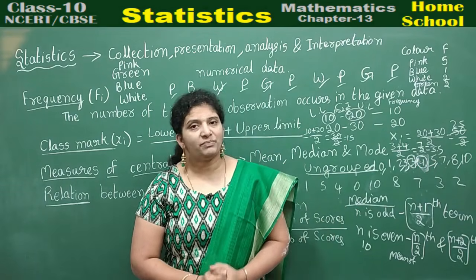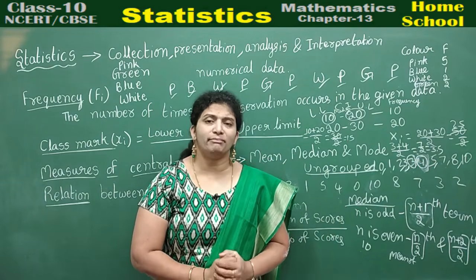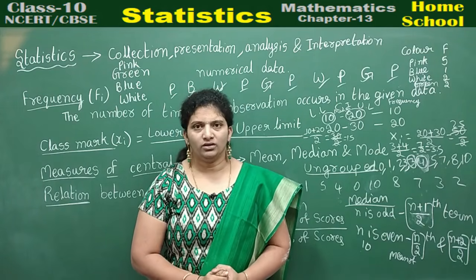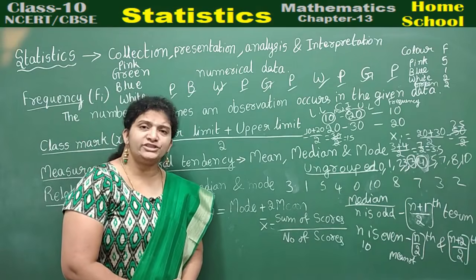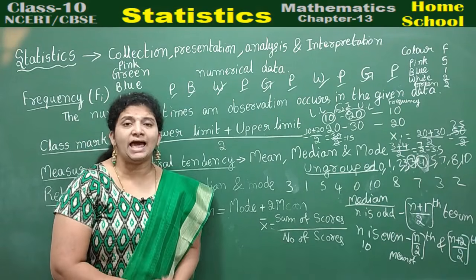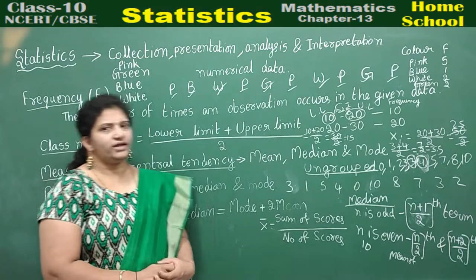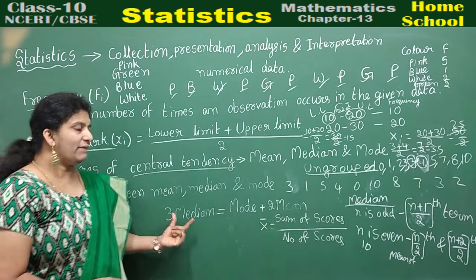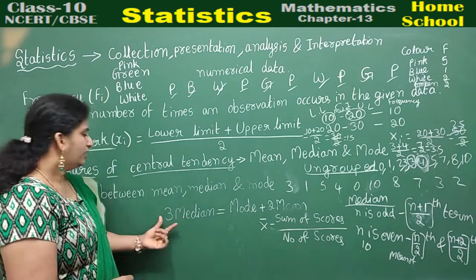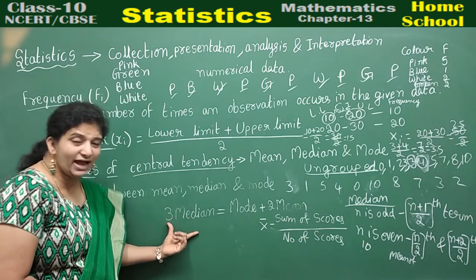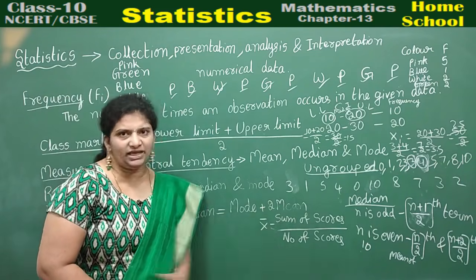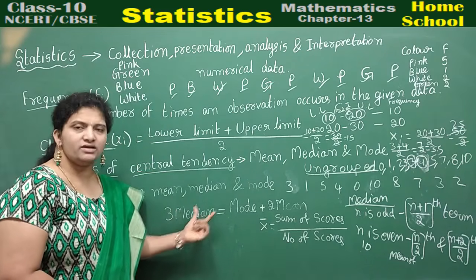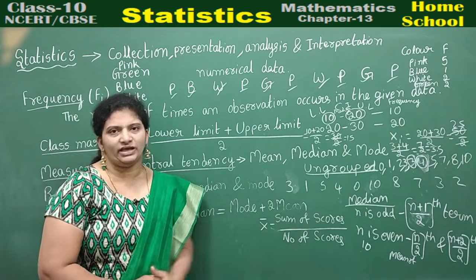In our previous classes, we learned about the mean, median, and mode of ungrouped data. What is the relation between mean, median and mode? There is a small relation you should remember. It may be asked for 1 mark. 3 times the median is equal to mode plus 2 times mean. 3 median is equal to mode plus 2 mean.